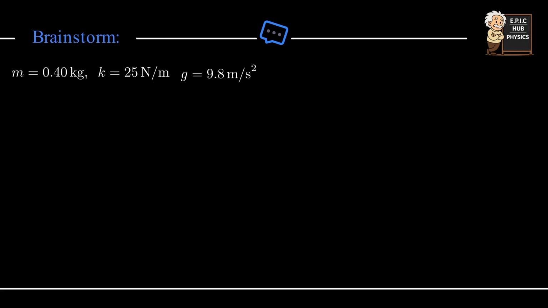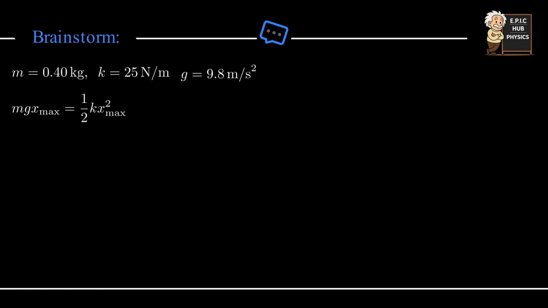We can apply the principle of conservation of mechanical energy. Initially, when the object is released from rest, all of the energy is gravitational potential energy. So we have E grav equals mg x max, where x max is the maximum extension. At the maximum extension, the gravitational potential energy is completely converted into elastic potential energy. Therefore, the elastic potential energy is E elastic equals 1/2 kx max squared.